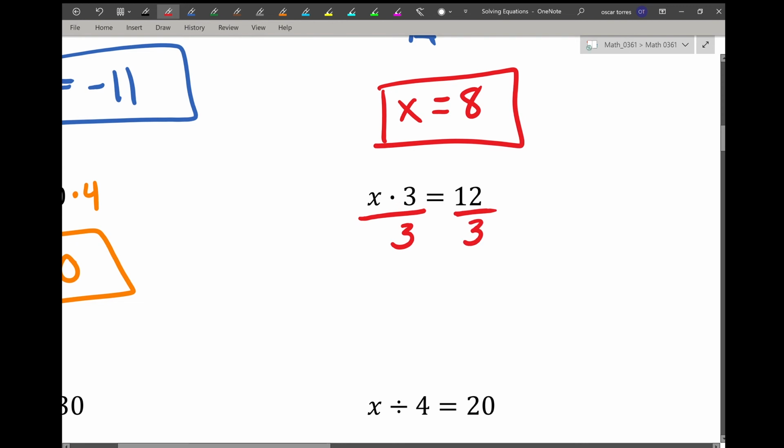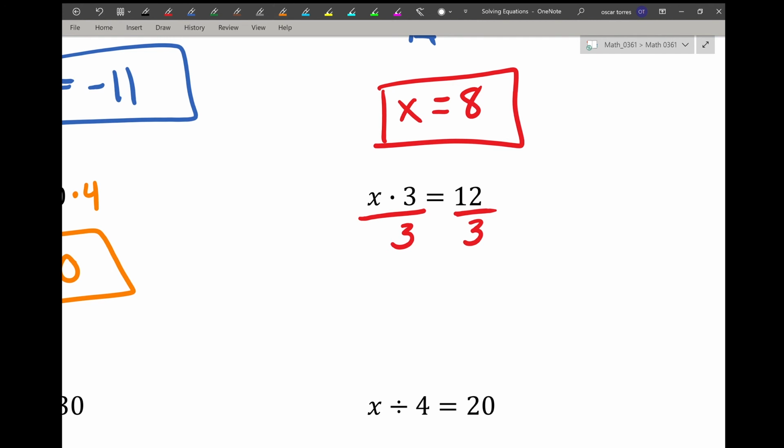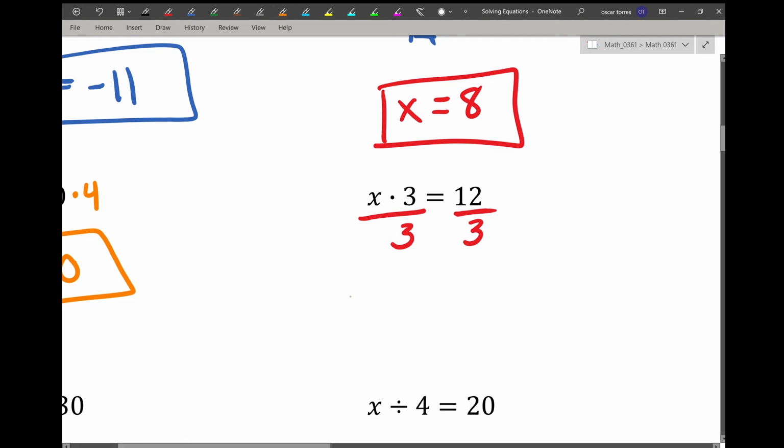On the left-hand side, 3 divided by 3 does give me a 1. So this expression would leave me with 1 times x, but that's just x. So we can actually just cross out the 3's, similar to any of the other problems we've done. Because the opposite of multiplying by 3 is dividing by 3, we write it out and we just cross them out. That leaves me with x equals whatever 12 divided by 3 is. And 12 divided by 3 is 4, which would be my final answer.